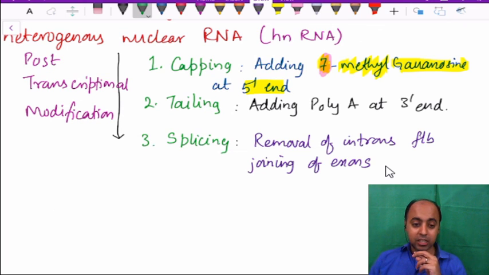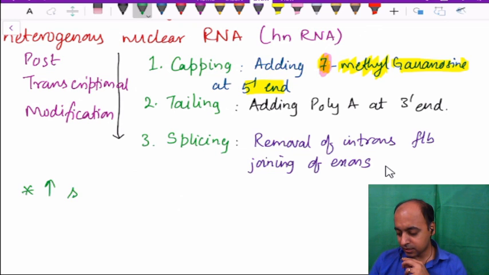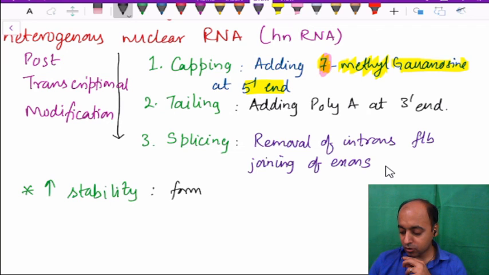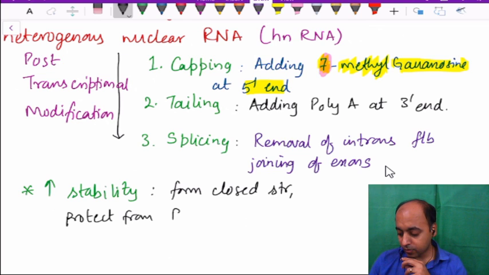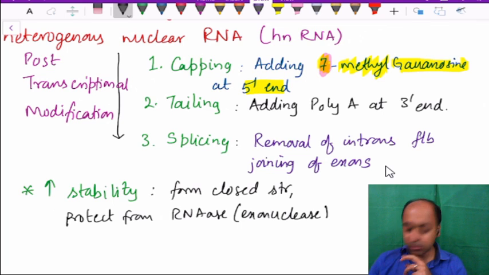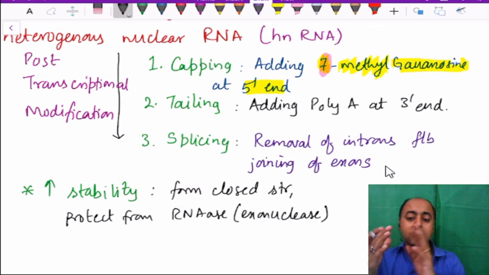The primary function of capping and tailing is to increase the stability. How? They form a closed structure, and this closed structure will protect from the enzyme RNAs, because the RNAs is an exonuclease. It acts from the ends. If you close the structure, there will be no end.